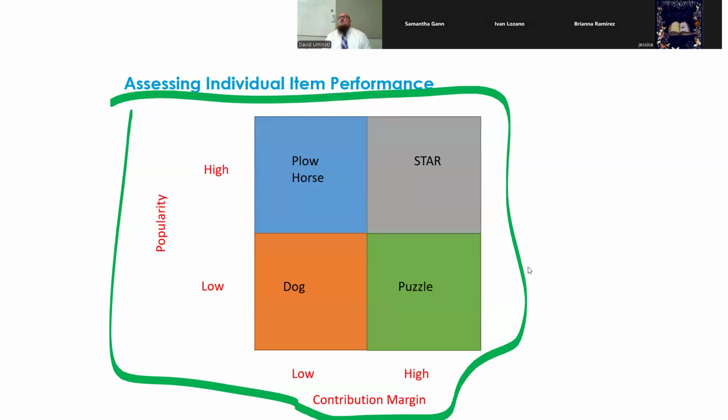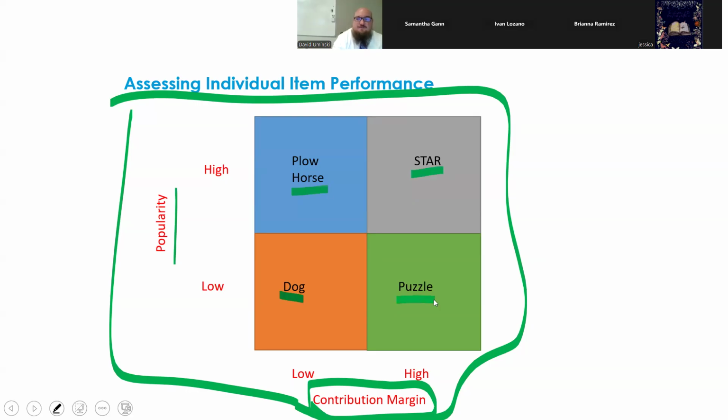All right. So this diagram allows you to take things with two different categories. In this case, we have got popularity and contribution margin, and we're going to sort them into one of four different subcategories. In this case, we have star, plow horse, dog, and puzzle. I'm going to demonstrate today how we utilize this and how we find out which items are going to go into each section.